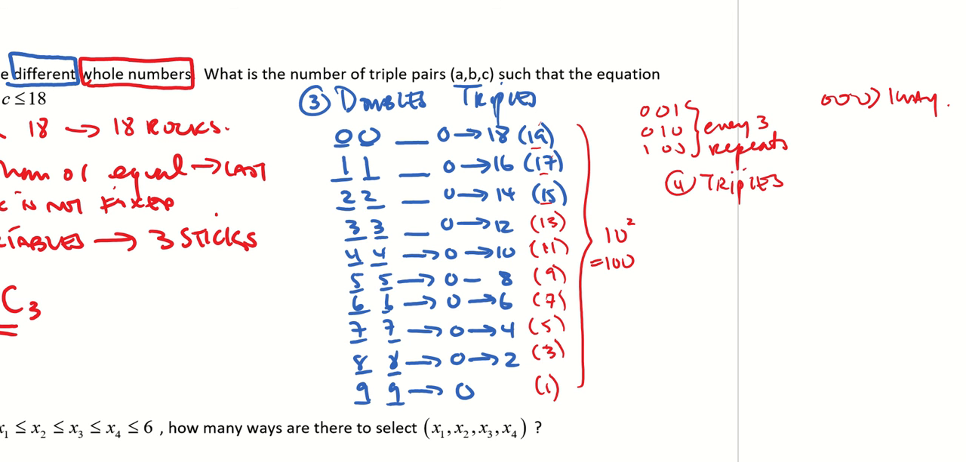Okay, how many triples can you have that add up to a value that's less than or equal to 18? So you can have 0, 0, 0, 1, 1, 1, 2, 2, 2, 3, 3, 3, 4, 4, 4, 5, 5, 5, all the way 6, 6, 6. So altogether you have 7 ways. 1, 2, 3, 4, 5, 6, 7. 7 ways where the numbers are triples.